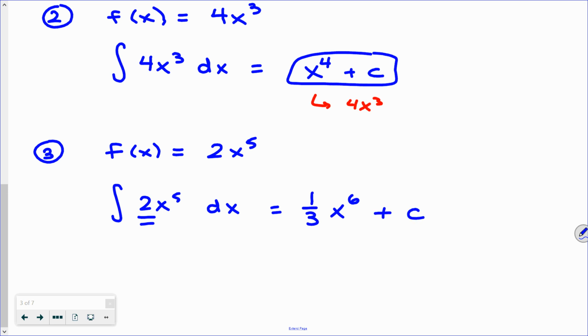Good idea to check our answer before we put a box around that. So if I did the derivative of this, right, I'd bring the 6 down, I'd multiply it by 1/3, 6 times 1/3, and then decrease the power by 1. It would be x to the 5th. So 6 times 1/3 is indeed 2. 2x to the 5th is the question that was given. Therefore, it's correct. And I can put a box around this antiderivative that I have as the answer.